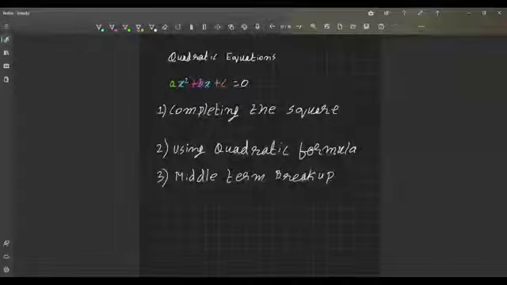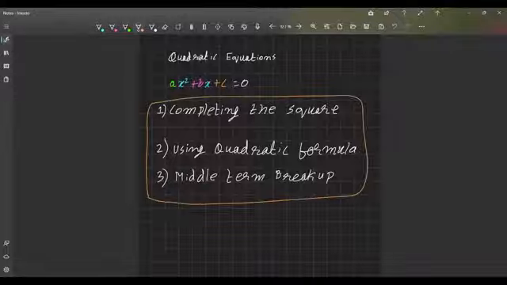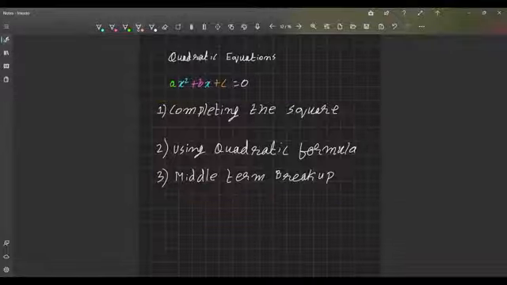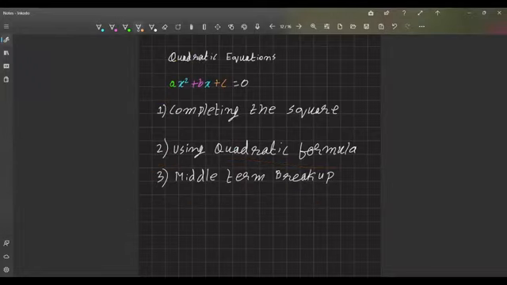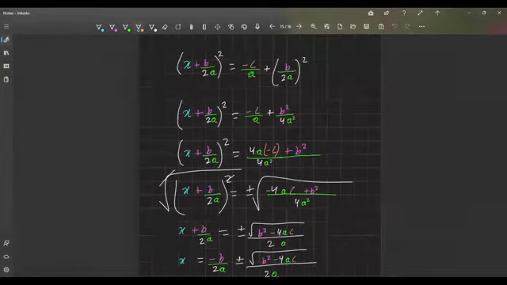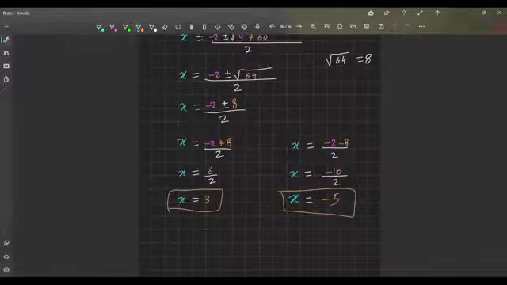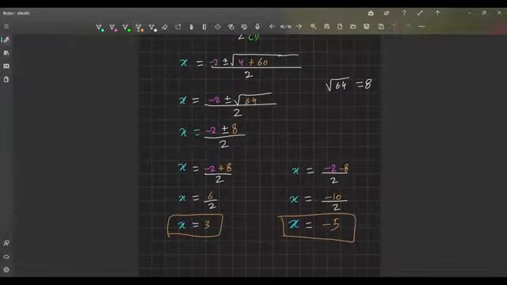All of these three forms give us the same answer, and we'll see that in the middle term breakup as well, how we can get the same answer by using the middle term breakup method. So hopefully this was informational, and in the next part we'll be covering the middle term breakup formula.